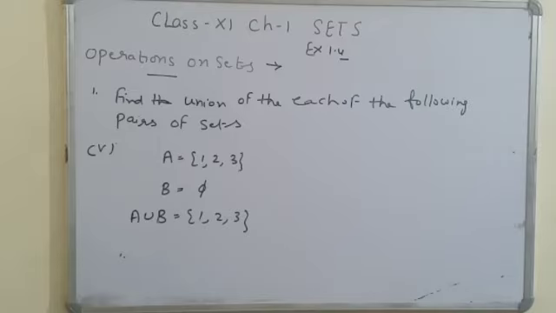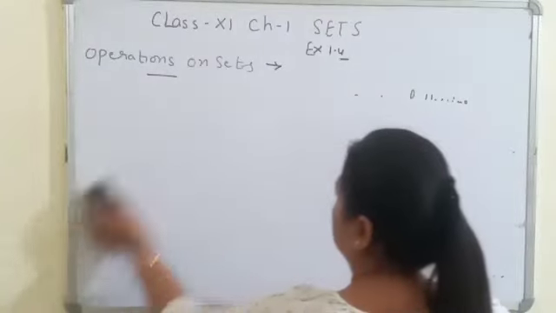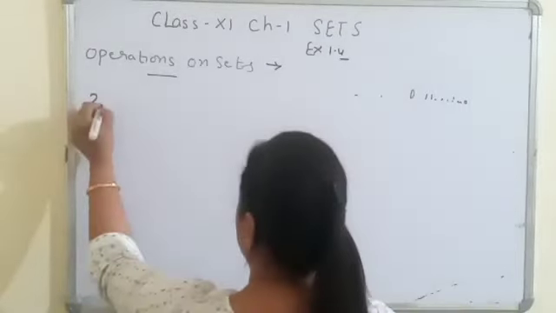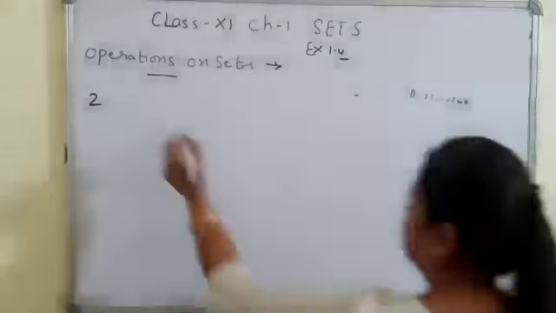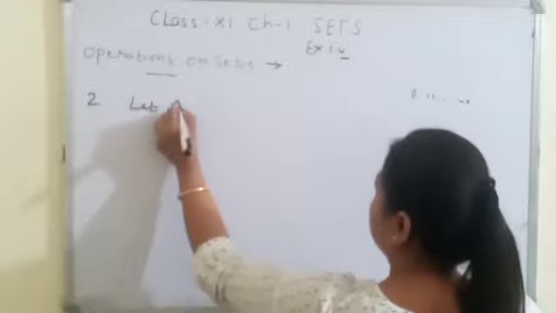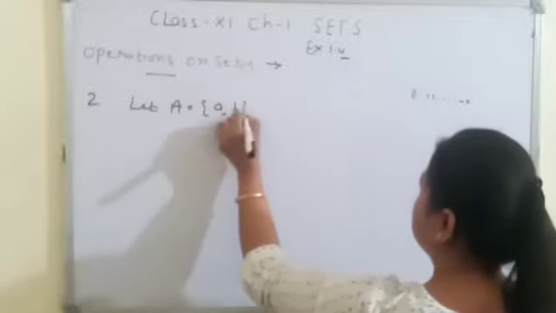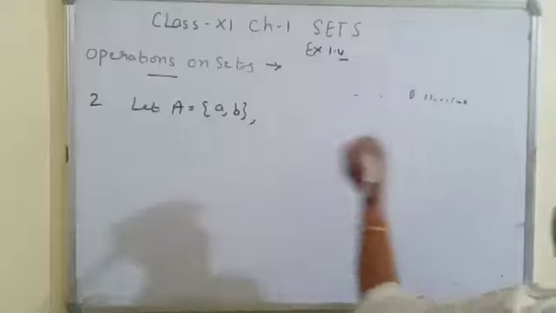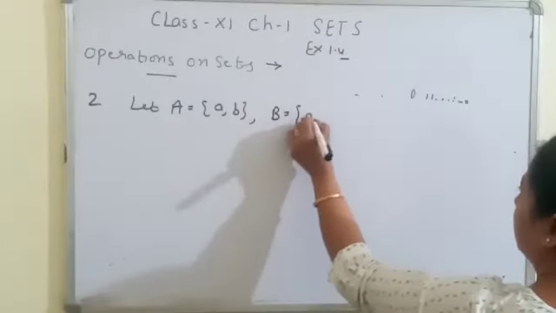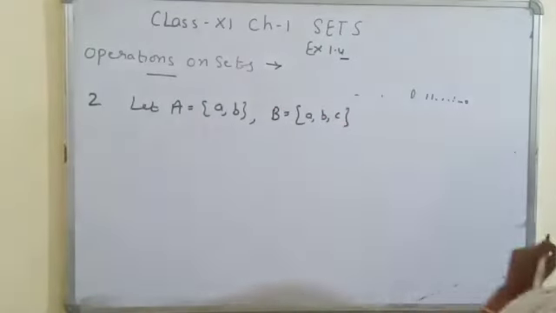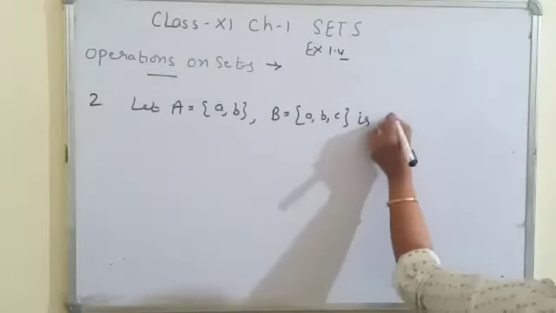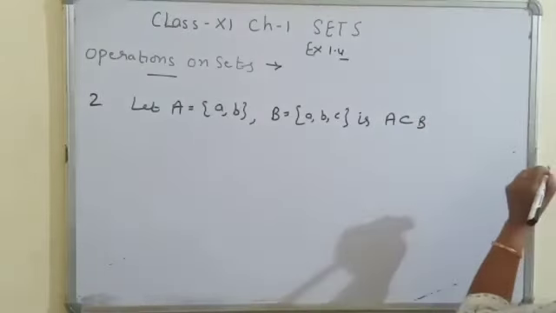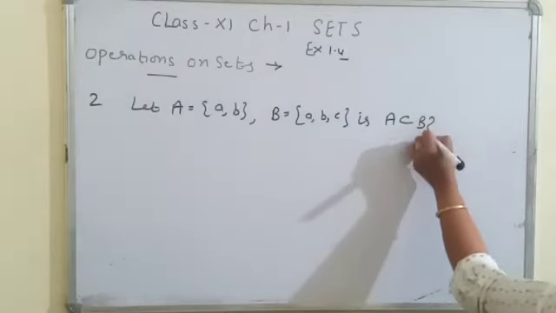Let's see the second one. Second question. The question statement is: let set A have two elements, A and B, and set B have A, B, C. A is a subset of B. What is A union B?